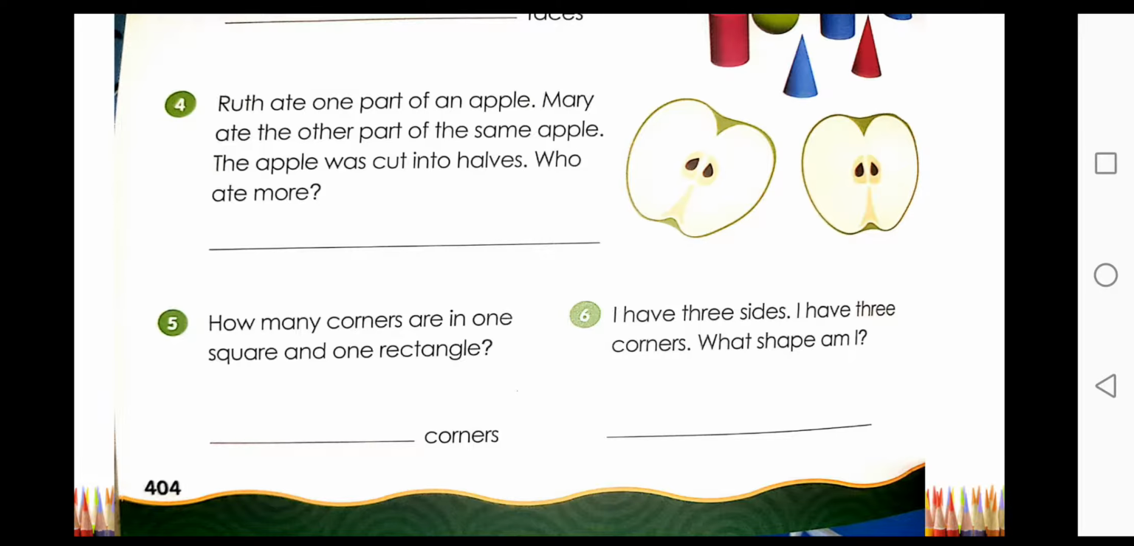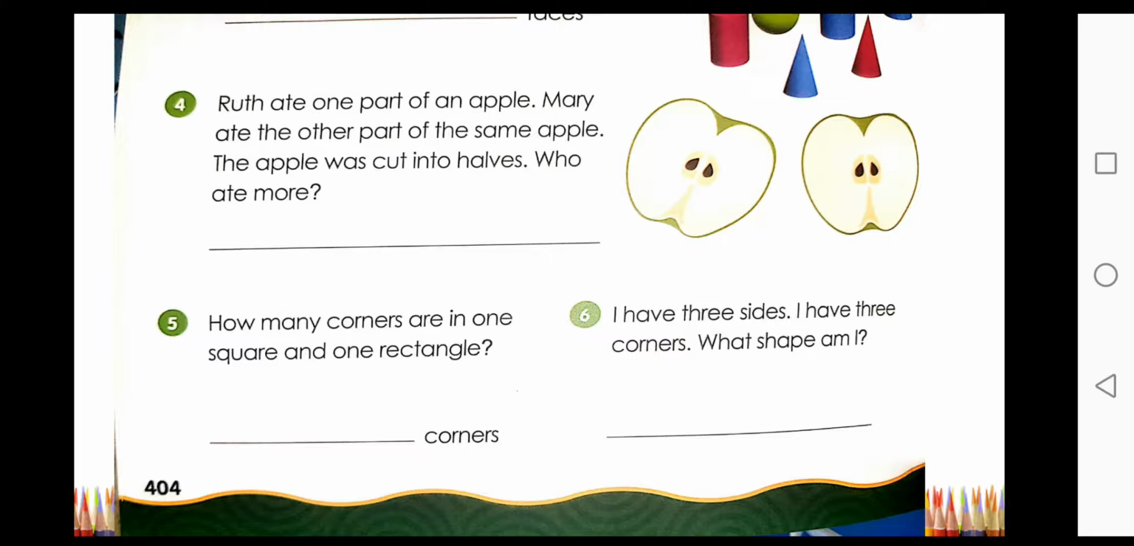Now, write 1 part of an apple. So here I have an apple and it's divided into halves. See? It's divided into 2 parts. Now, write 1 part of an apple.